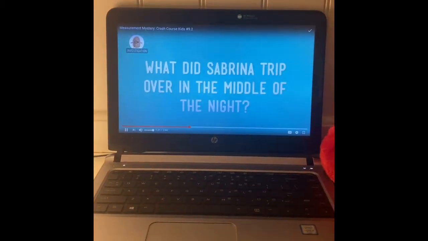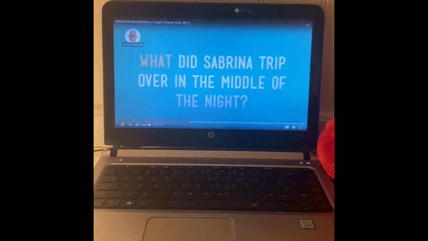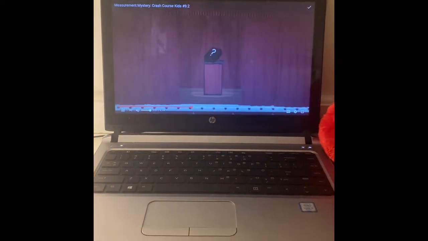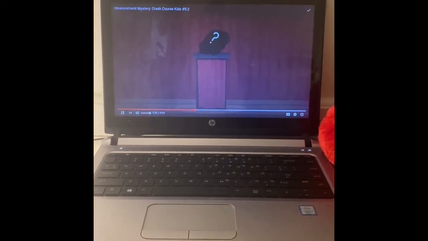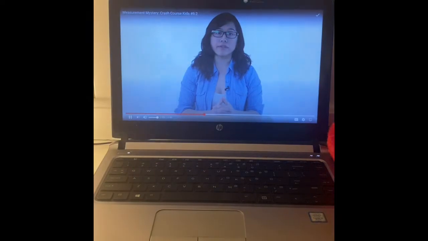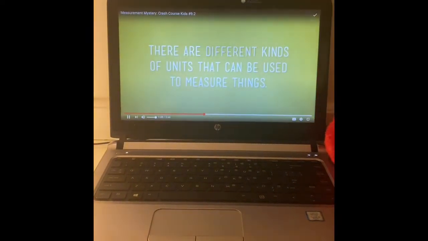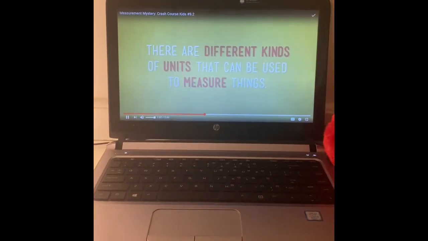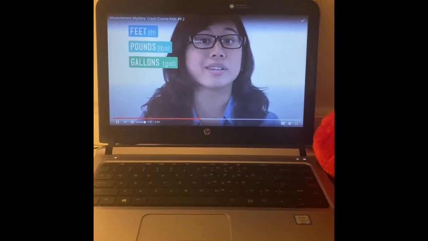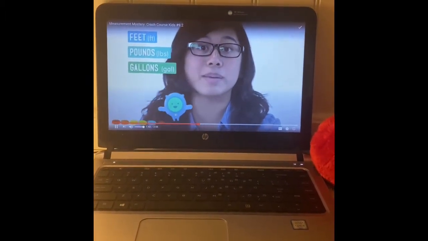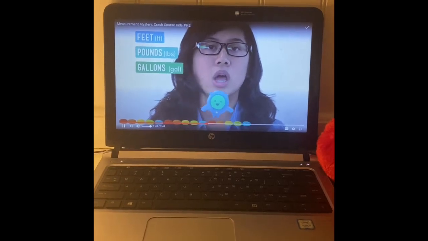So today we're going to solve the mystery of what did Sabrina trip over in the middle of the night? And we'll do this by examining the properties of said mystery object, which I happen to have right here, hidden under the cloth. But before we start our investigation, did you know that there are different kinds of units that can be used to measure things? You can measure in feet, or pounds, or gallons. If you wanted, I guess you could also measure in jelly beans, but that would take a long time.